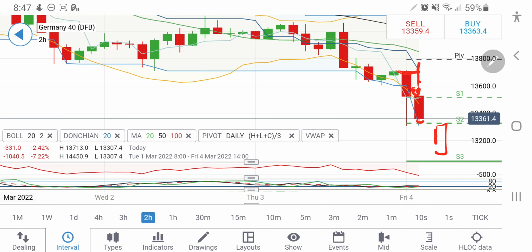So a long entry at 13500 cannot be denied, and in fact if you see it dropping towards 13200 and 13000, one can take a long entry there also and expect it to rise towards 13300 and 13500 levels. Take your positions accordingly. Probably we may see a good drop, and we may see a wild move in Germany 40. It can trade between 13,000 to 13,600 levels for the day.